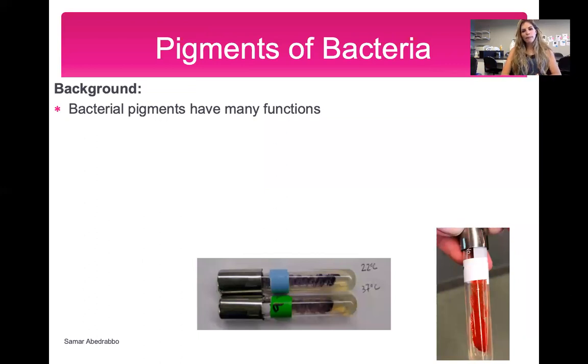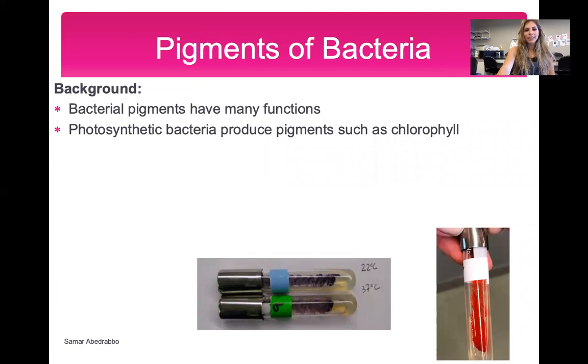Now we're going to talk about pigments of bacteria. Some bacteria produce pigments, which are in essence just colors that they produce. These pigments can have very different functions. They can protect bacteria. They can be used for photosynthesis by those bacteria that are photosynthetic, such as cyanobacteria. They can be antioxidants for the bacteria.